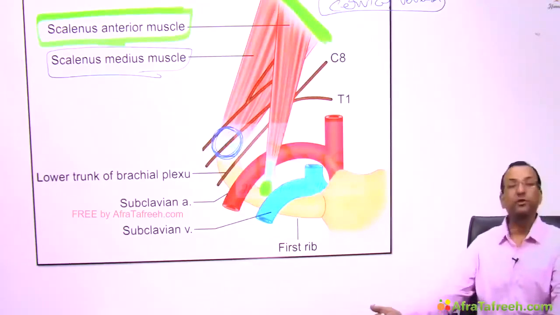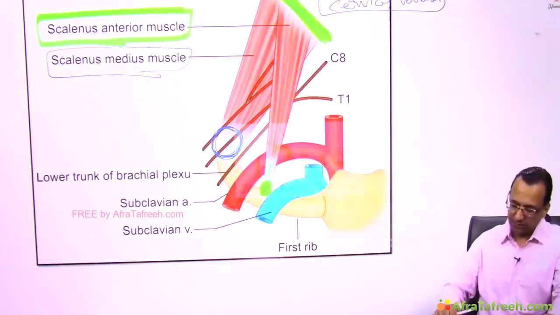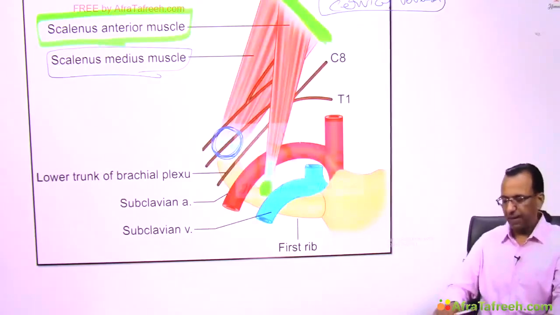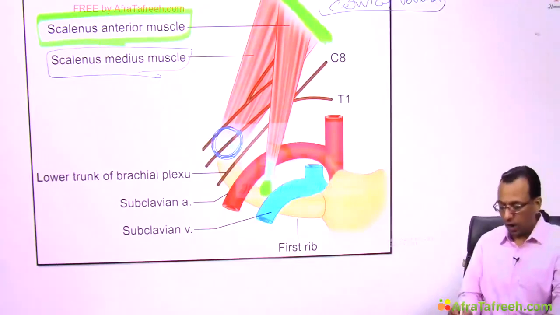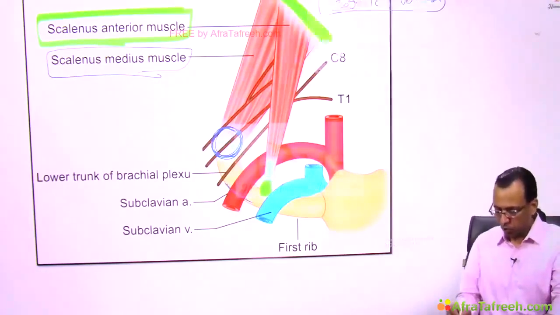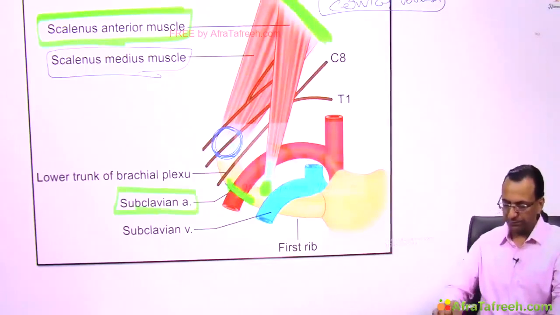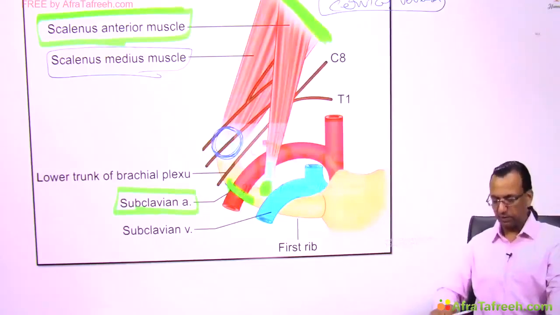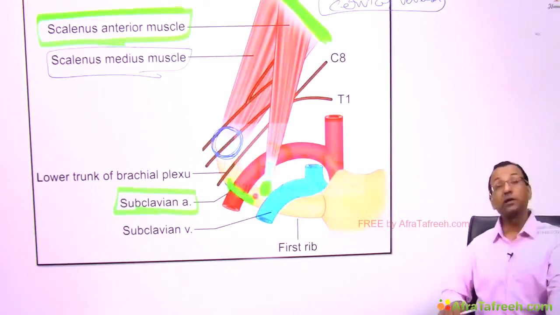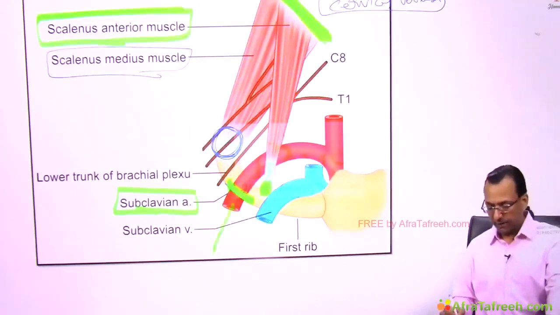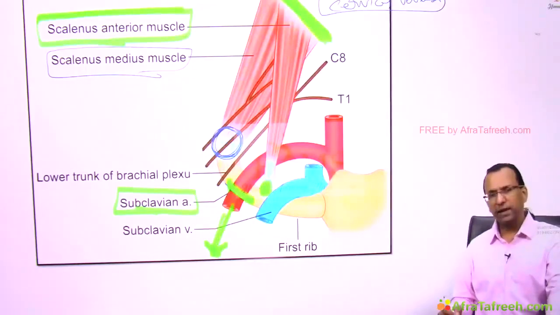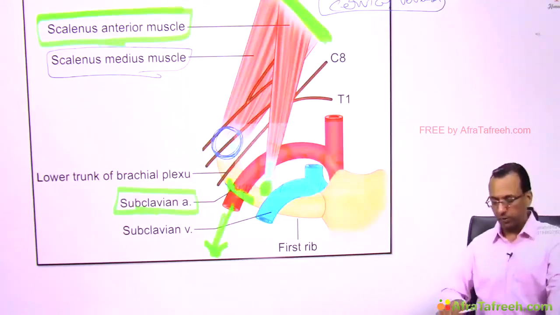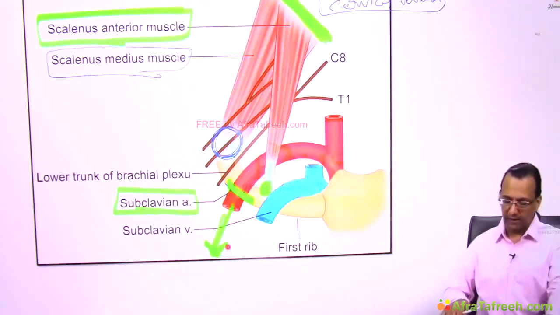One more thing you see here. When the subclavian artery crosses the outer border of the first rib, subclavian means it is under the clavicle. So under the clavicle, the subclavian artery, when it is crossing the outer border of the first rib, will enter the axilla and become the axillary artery. So the subclavian artery, which is under the clavicle, crosses the outer border of the first rib to enter the axilla and become the axillary artery.